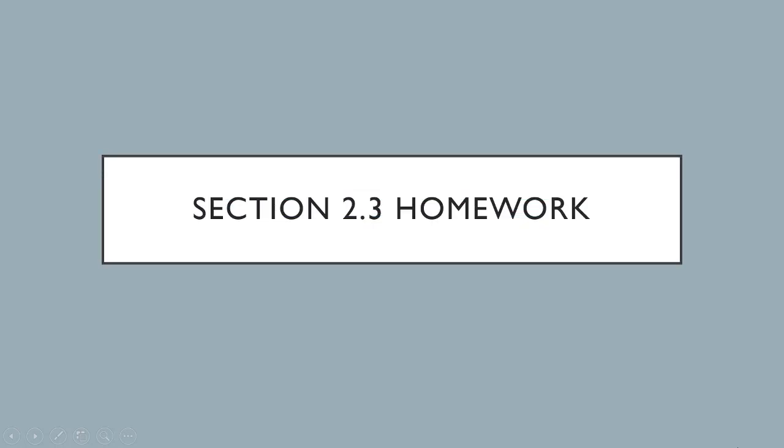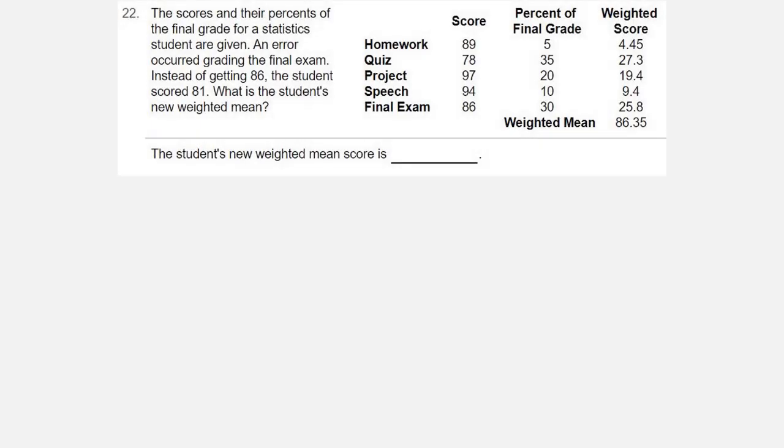We're looking at homework from section 2.3. This is question number 22. The scores and their percents of the final grade for a statistics student are given. An error occurred grading the final exam. Instead of getting 86, the student scored 81. What is the student's new weighted mean?